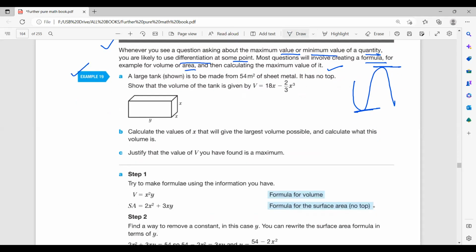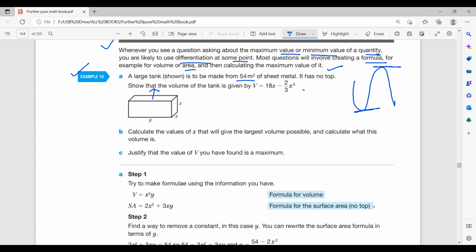A large tank, as shown, is to be made from 54 meters square of sheet metal. The whole tank is made from 54 meters square of sheet metal. It has no top. This is very important information for us. It has no top, that means the upper side is blank. Show that the volume of the tank is given by V equals 18x minus 2 by 3x cube.